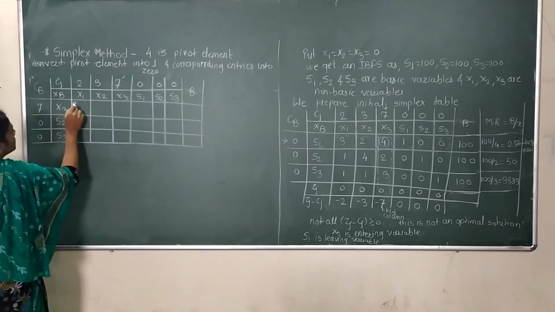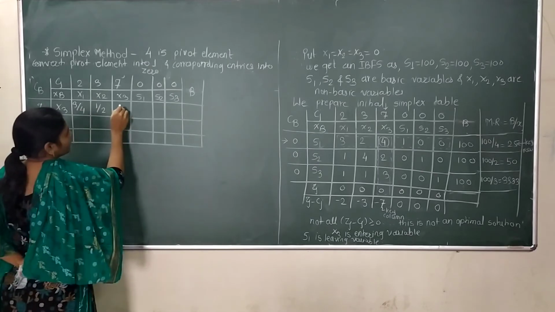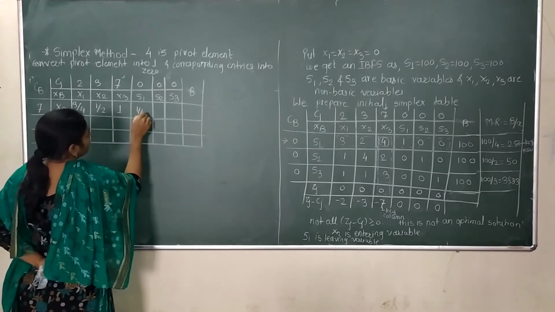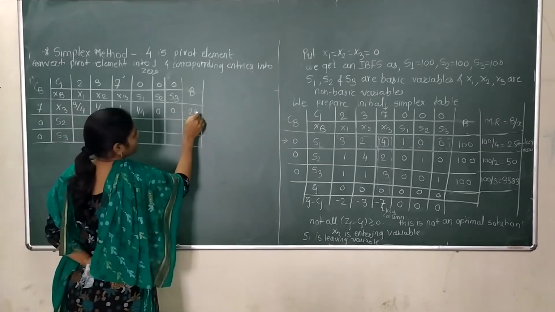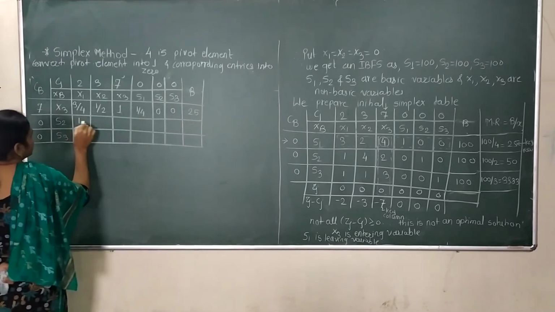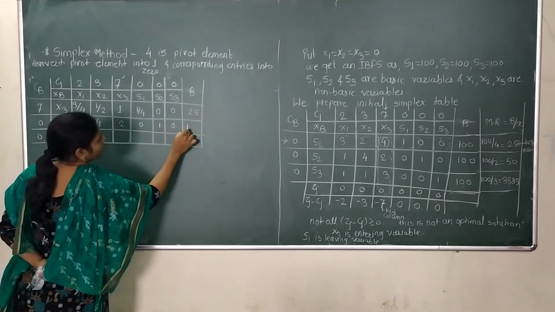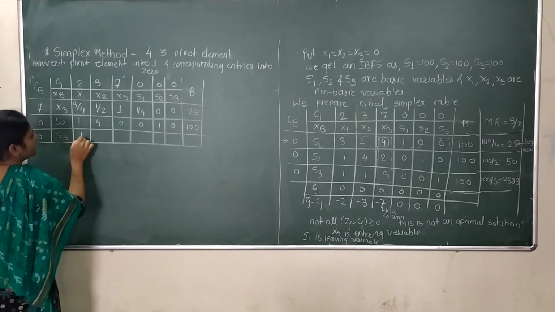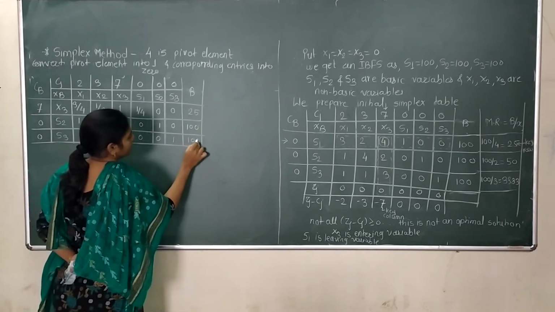So we get 3 by 4, 2 by 4, that means it's 1 by 2. Here it is 1, 1 by 4, here it is 0, here it is 0, 100 by 4, that means it is 25. Next 1, 4, 2, 0, 1, 0, here it is 100. Third row is 1, 1, 3, 0, 0, 1, here it is 100.